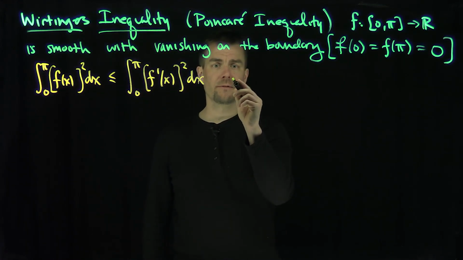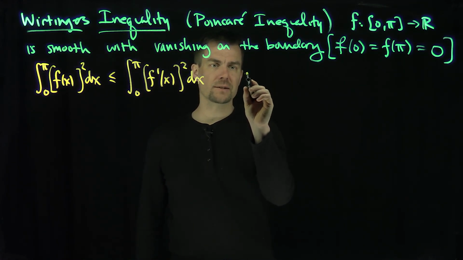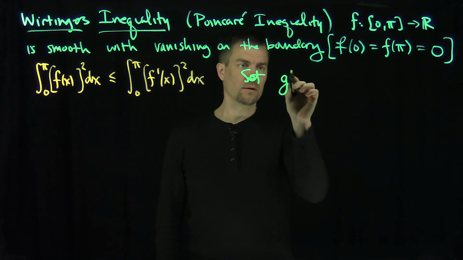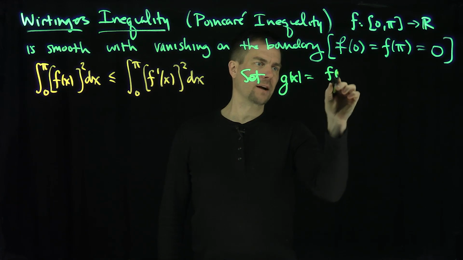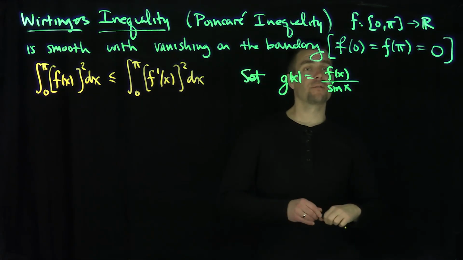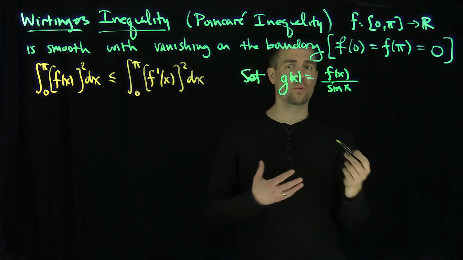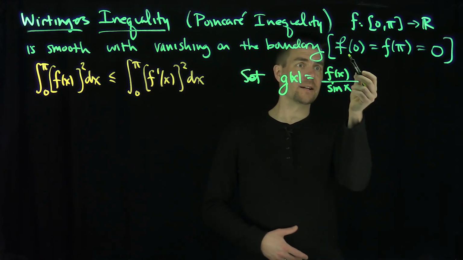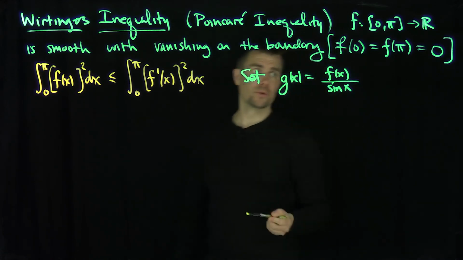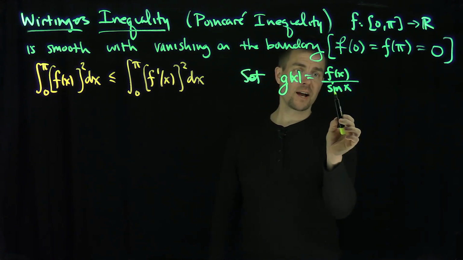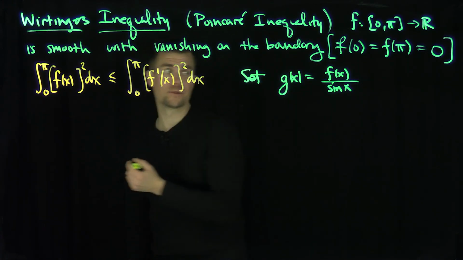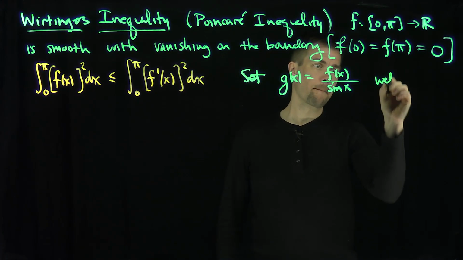We're going to construct an auxiliary function. So set g of x to be f of x over sine of x, okay? Now since f is smooth and vanishes at the origin, I know it vanishes at least to order 1, so this function g is defined at 0 and it's defined at pi because f is smooth, so I can Taylor expand. I know that sine vanishes to order 1 at 0 and sine vanishes to order 1 at pi. So this function g is well defined on 0 to pi.